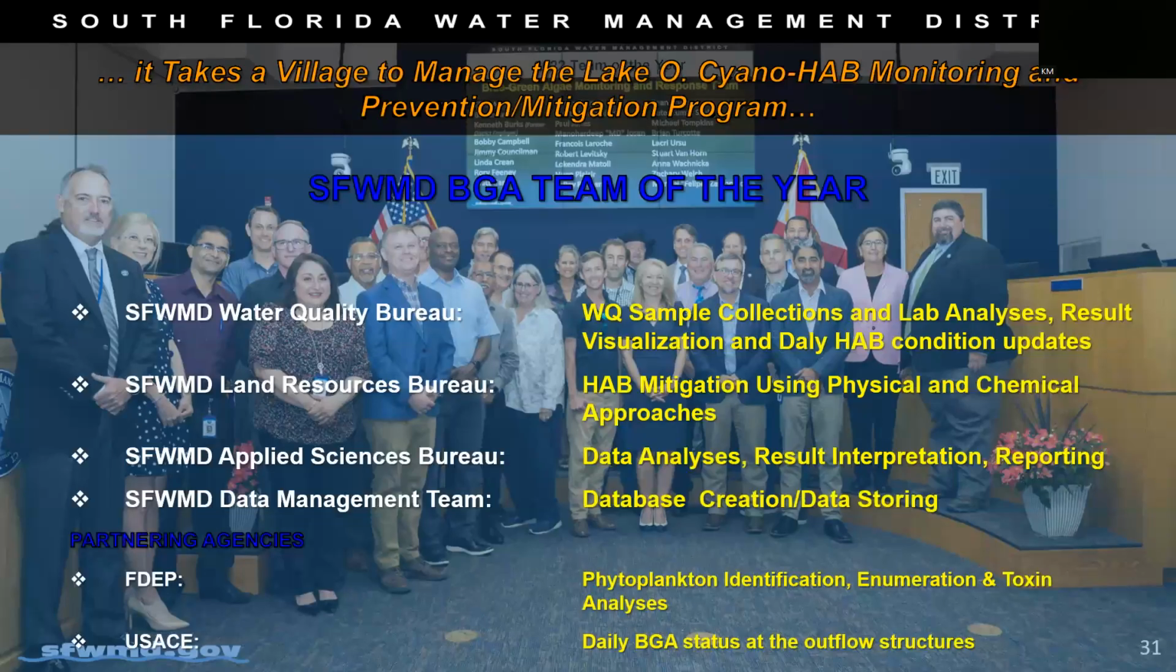And this is the whole team. We got a BG Team of the Year award. These are all the bureaus at the district that are involved. So it's not a one-man job. It takes a village to manage the Lake Okeechobee cyanoHAB monitoring and prevention mitigation program. And not only different bureaus and dozens of people, but also two of our partners, FDEP and the Army Corps of Engineers. All of us work together to make those things happen. And it's not an easy task. There's always someone who's not going to be happy.